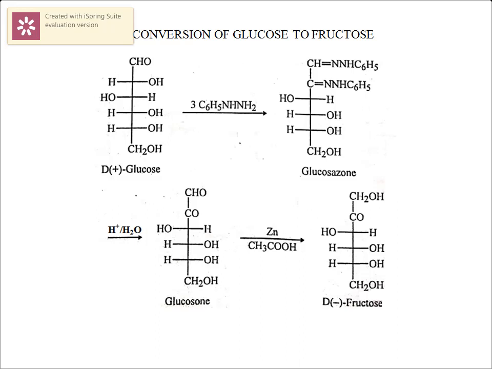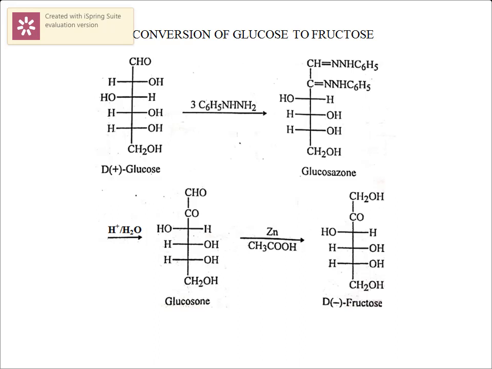Now we will think about the conversion of glucose to fructose, an aldohexose to a ketohexose. Very simple three-step procedure. First you take glucose, you convert it to glucosazone. The first step is glucose is converted to glucosazone by the reaction with phenylhydrazine. So you get glucosazone.